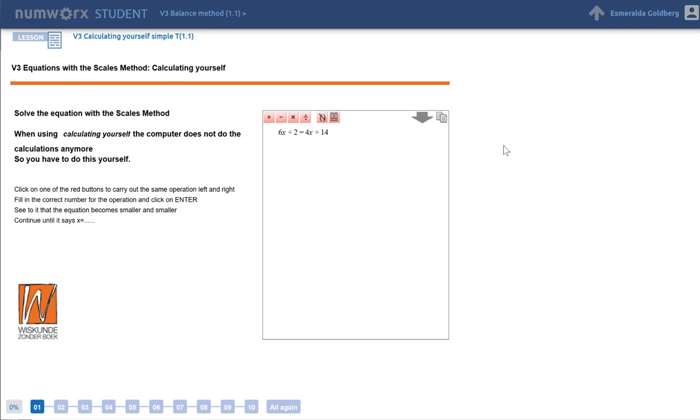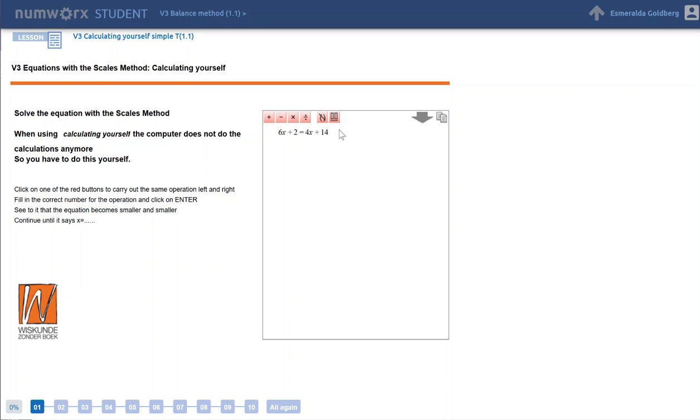In this video, I will go over some of the exercises that you can find in Activity 6 of Module V3. This activity is slightly different from the previous one because here the computer will no longer help us with the calculations. We have to do it ourselves. But the method is the same.